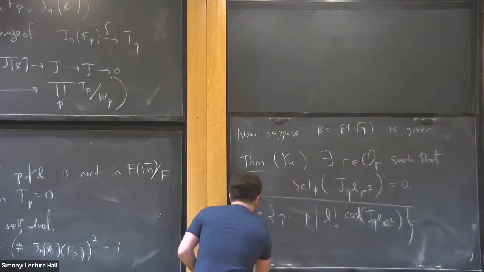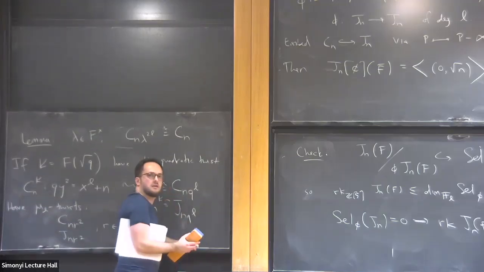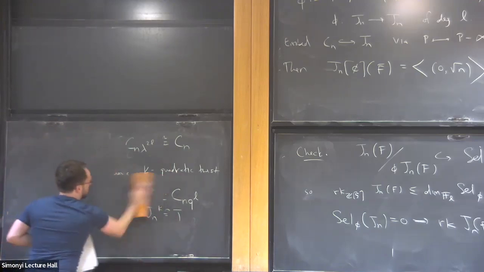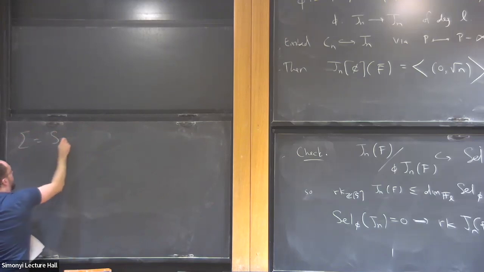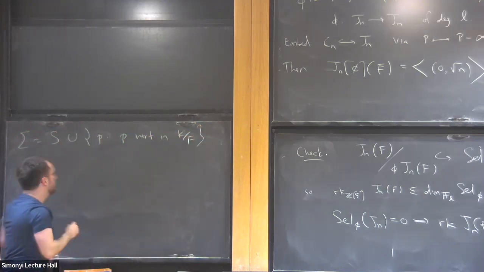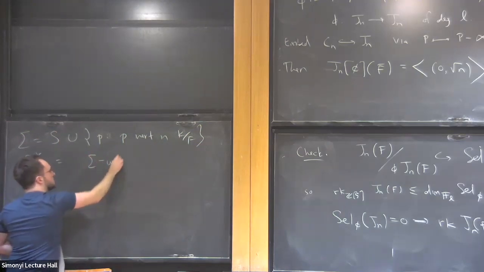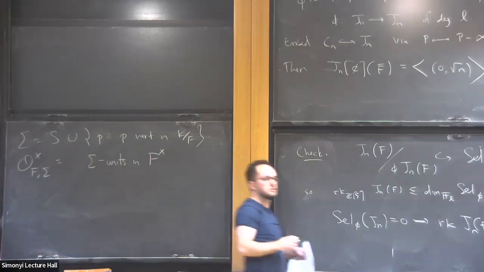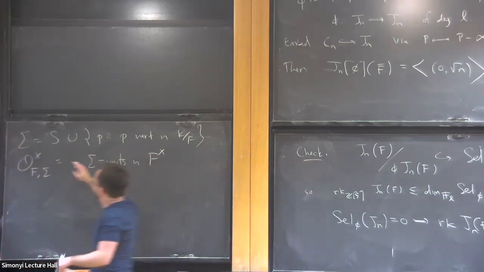Then I'm going to consider this much bigger set. Let's consider sigma to be S, but then also all primes that are inert in K over F. So this is an infinite set now. And now I'm going to consider sigma units, O cross F sigma. So this is the set of sigma units in F cross, things with non-trivial valuations supported on the primes in sigma. Of course, sigma is an infinite set, so usually you don't talk about units for an infinite set. That will only help us that this is a gigantic set.